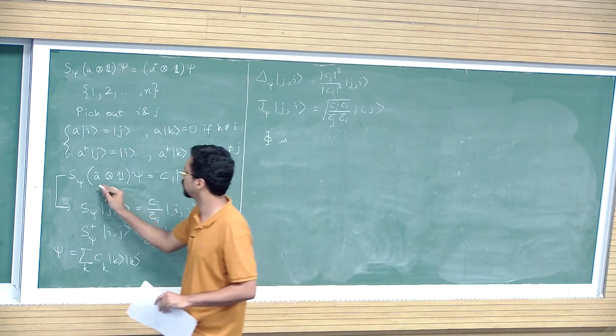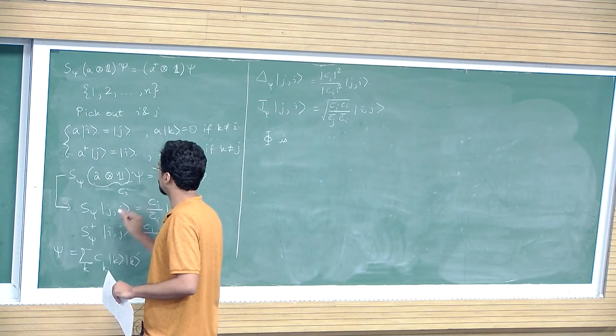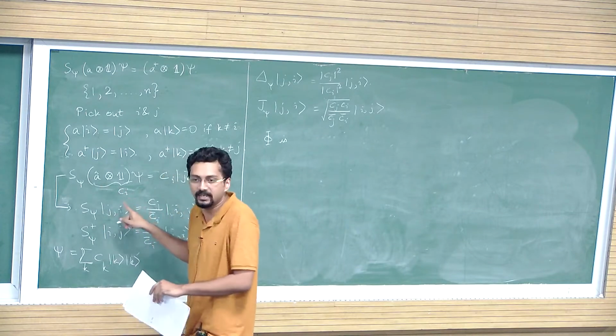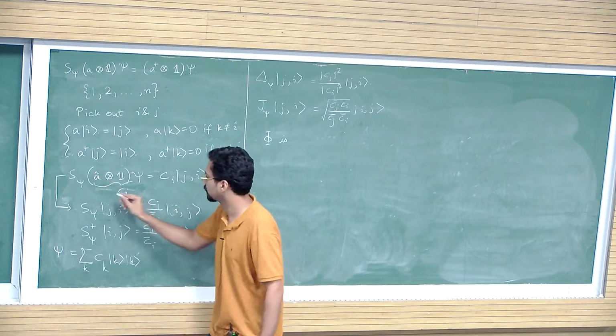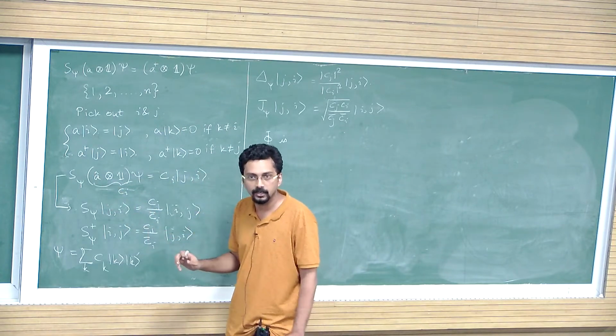So from here, this will give you Ci. Now S acting on Ci means Ci times identity, so you use that. Okay, fine. You see, right? Yeah, fine. Okay.